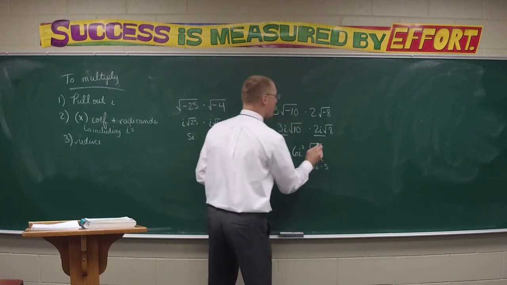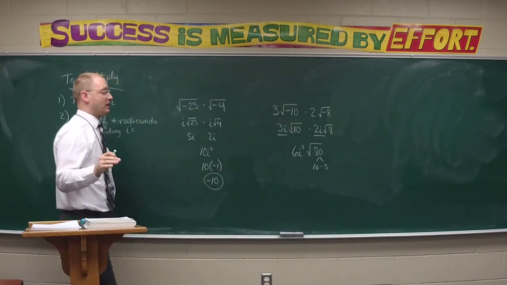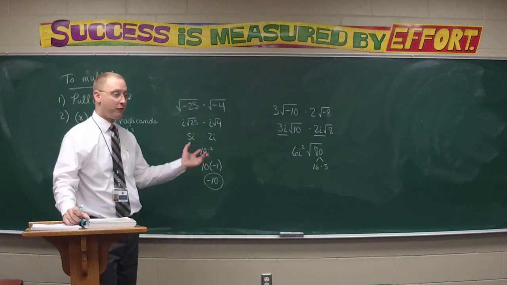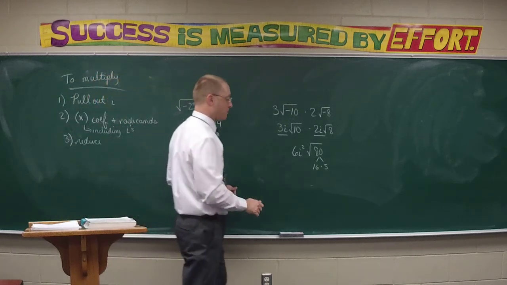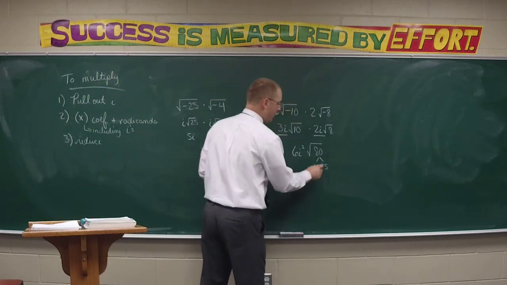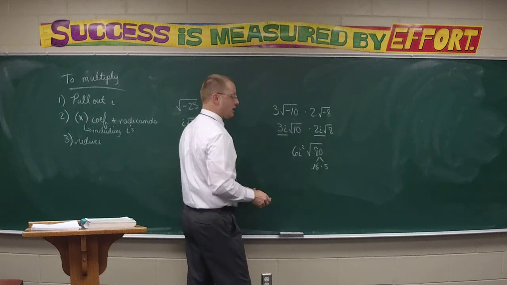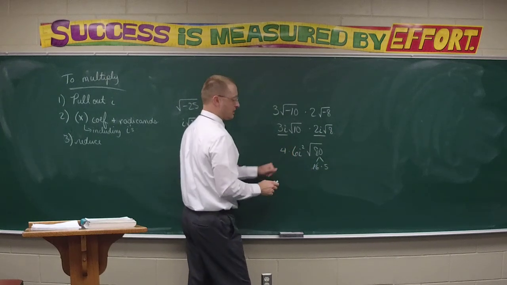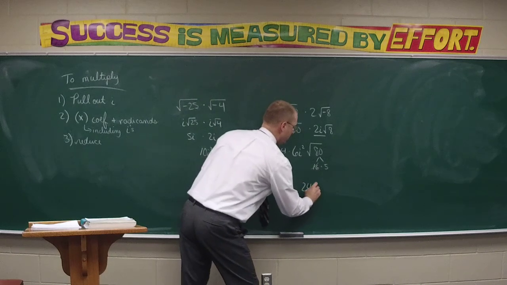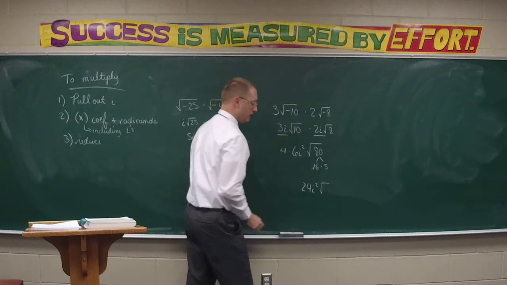To be honest, the point I make here is, if all you see is the 4, then take care of the 4. Maybe you'll see the other 4 later. But do something at least instead of sitting there staring at it. So we take the square root of 16, which is 4, times the 6i squared, 24i squared, times the square root of 5.